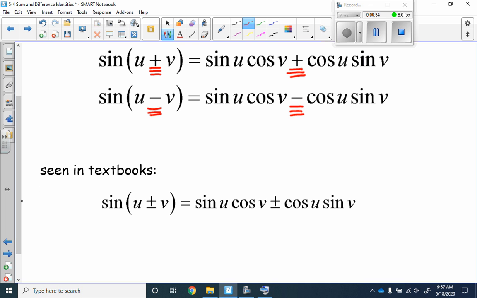And so when you see how it might be looked at in a textbook, you'll see the plus or minus here. Because if you're going to add, you're going to add. If you're going to subtract, you're going to subtract.